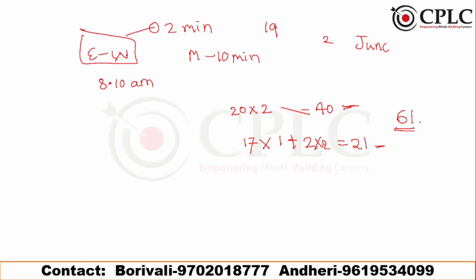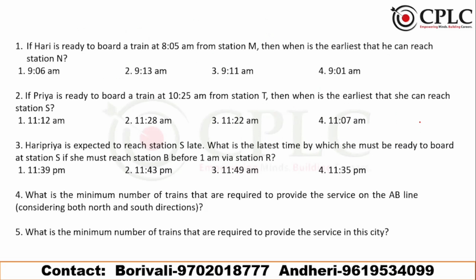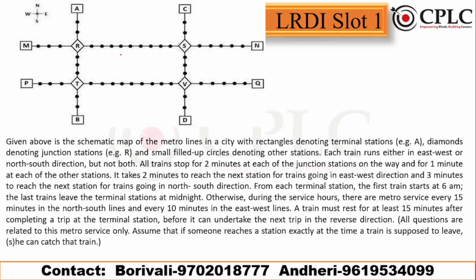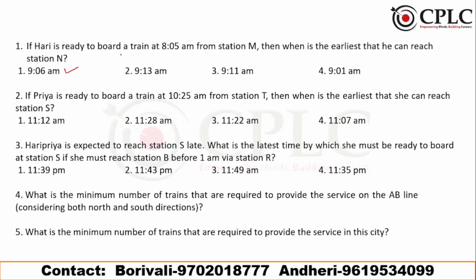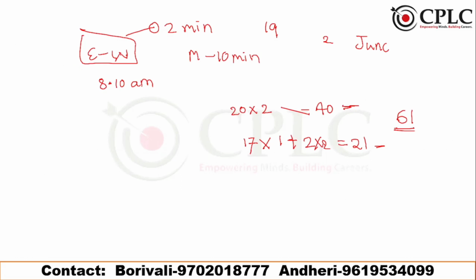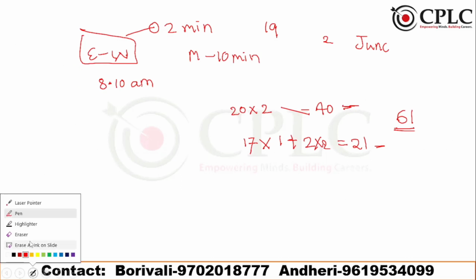That is answer option first. So from 8:05 if he starts, 61 minutes if he takes, he's going to reach at 9:06, and that's how you can solve that question. This is the diagram. You can do the working again in a similar manner. I hope you get this one. Moving on to the second question.